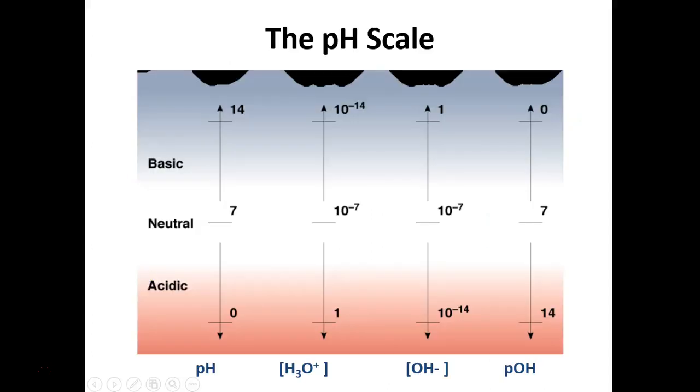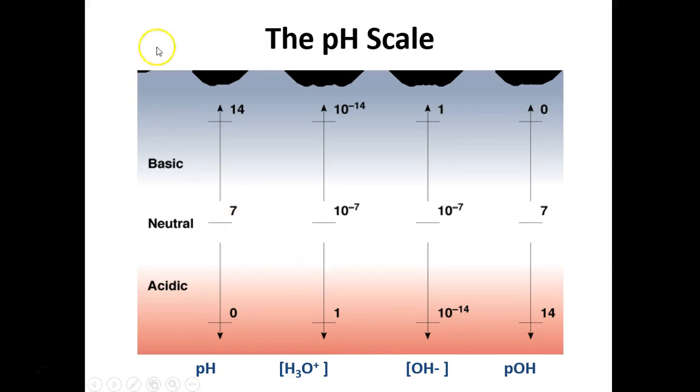Alright, so the pH scale. We know that a neutral pH is 7. Anything that's greater than 7 is considered basic, up to 14. And anything between 7 and 0 is considered acidic. Now, the pH scale is connected, as we will find out, to the concentration of hydrogen or hydronium ions in a solution and the concentration of hydroxide ions and thus the pH.